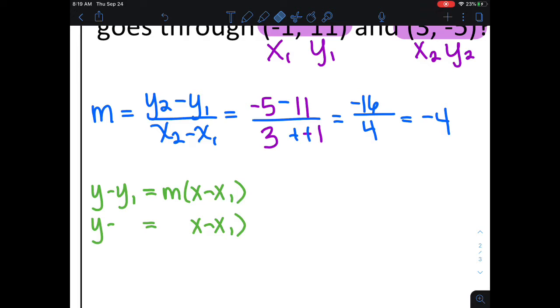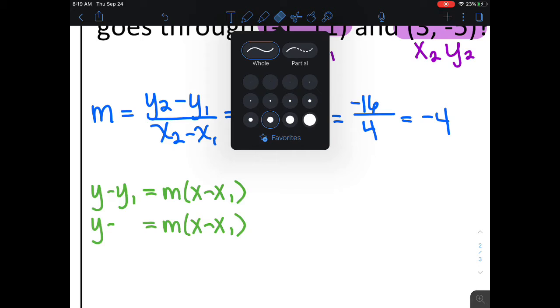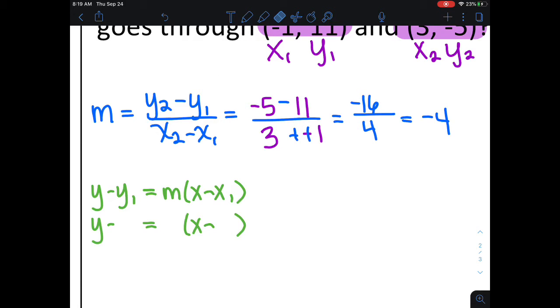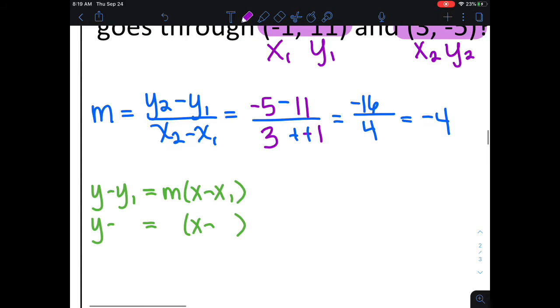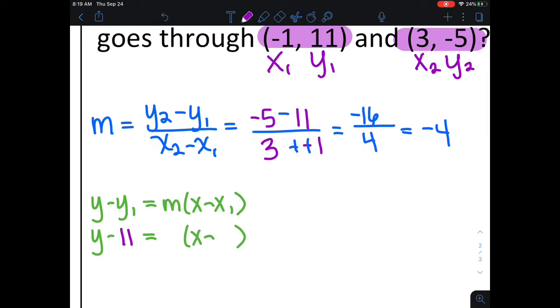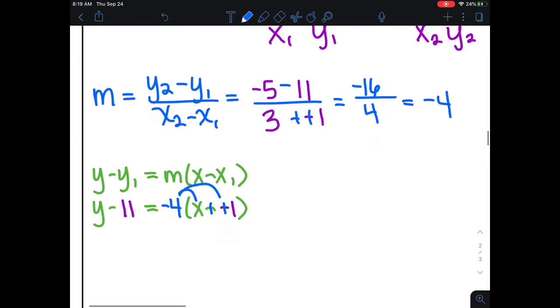All right, I'm just gonna get rid of all these things at once because they get annoying. Oops, let's go for a smaller eraser. There we go. All right, so now I'm gonna plug in y1, which was 11, x1, which was negative 1, and the slope, which was negative 4. Okay. So, as always, let me get rid of those double negatives, and I need to distribute. Negative 4 times x is just negative 4x, of course. Negative 4 times positive 1 is just negative 4.